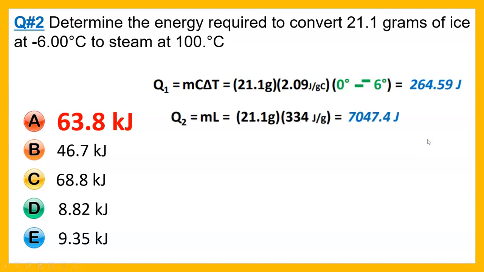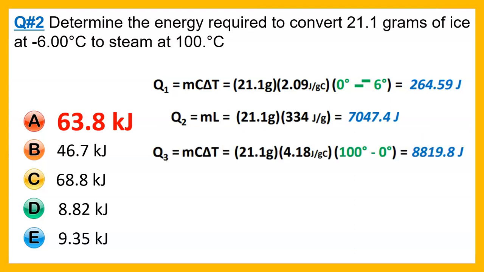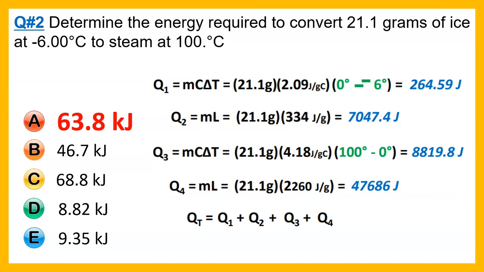Then we have to melt it. Then we have to heat the water up to 100. And then we have to vaporize it into steam. We don't have liquid water at 100. We have steam at 100. Then our Q total will be the sum of all of those numbers.